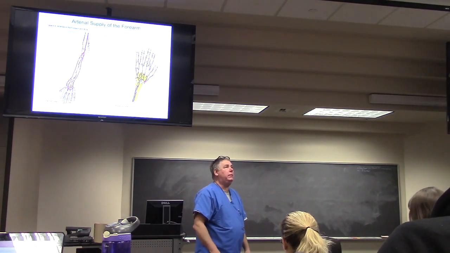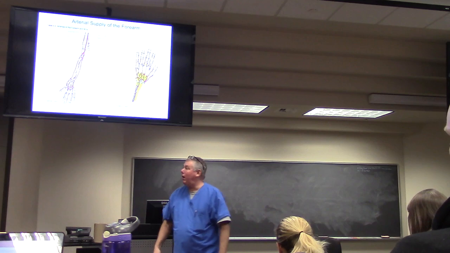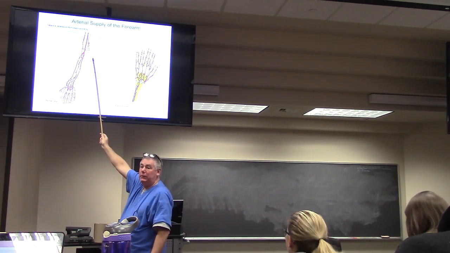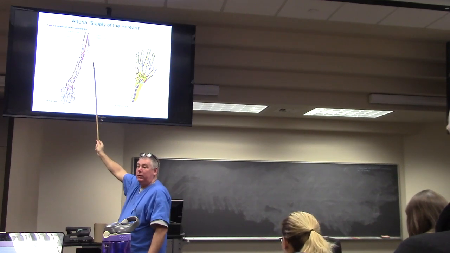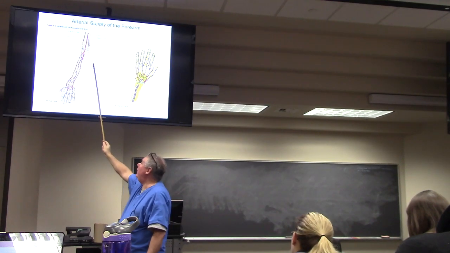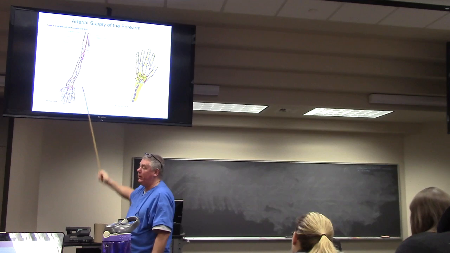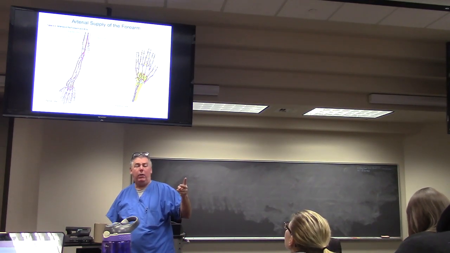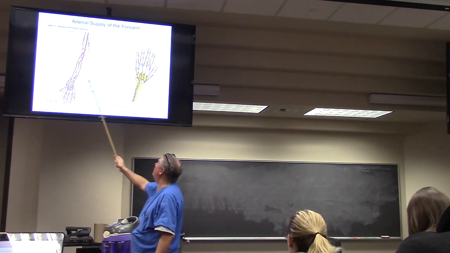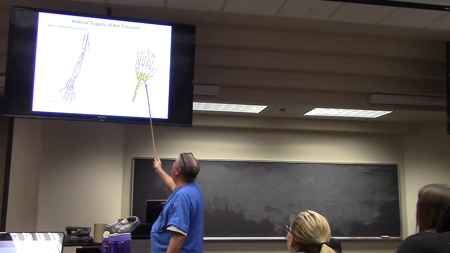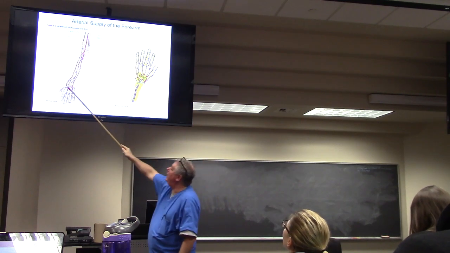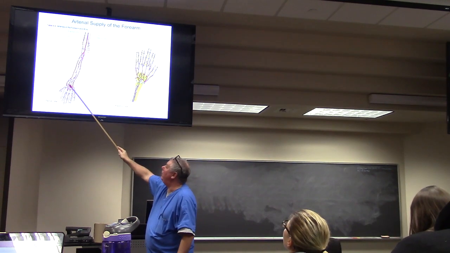Arterial supply of the forearm. We left off yesterday here with the common interosseous off of the ulna. So you got the ulna and the radial artery. As it travels down towards the wrist, the radial artery, we'll focus on that in just a second, splits into a superficial and deep branch. You see right there, there's a superficial and deep branch. You can see it in a better illustration.